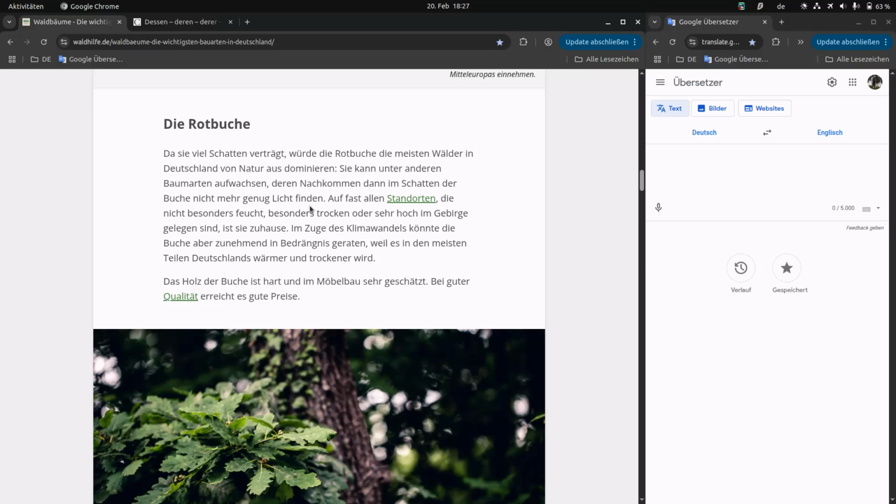Finden, to find. So she can grow up under other tree species, whose offspring or children then, in the shadow of the beech, no longer find enough light. So she can also grow beneath or under other tree species, like growing around, whose offspring can't find enough light in the shadow of the beech.